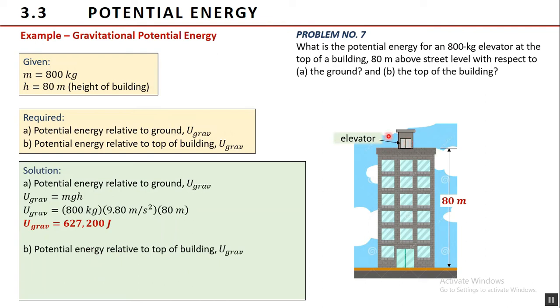Letter B, the potential energy of the elevator relative to the top of the building. Since the elevator is already at the top of the building, the height h is equal to 0. Therefore, its potential energy is 0. Don't forget, the potential energy of a body relative to its current location is always 0.